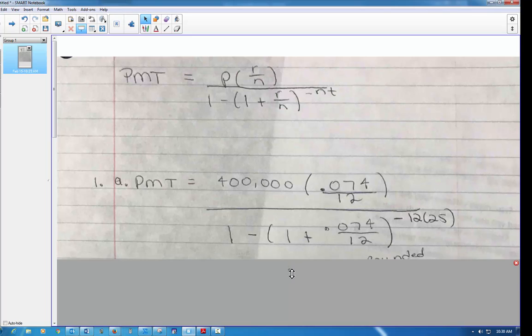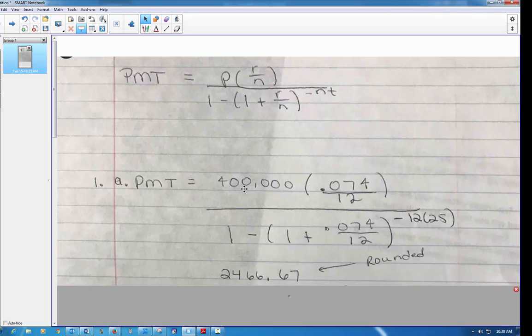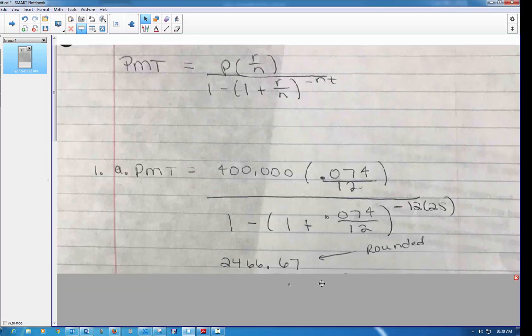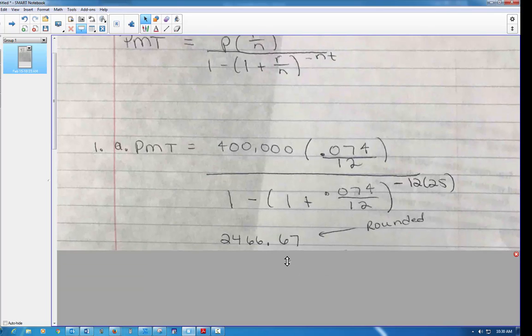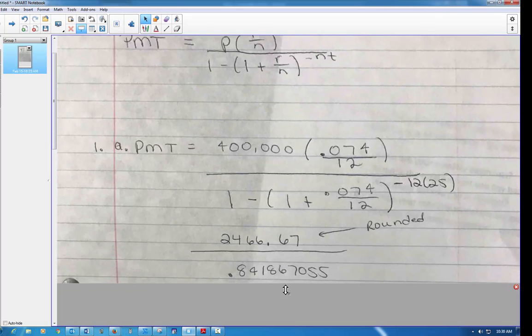So what I did is I took the top and punched it in my calculator, and so you need to stop the video and do that, and I get 2466.67 when I round. On the bottom I punched that in, and I got this longer number here, 0.841867055.